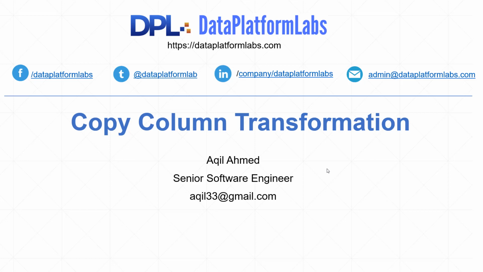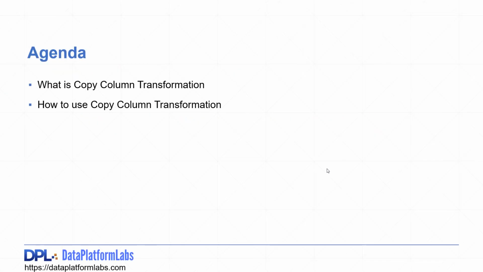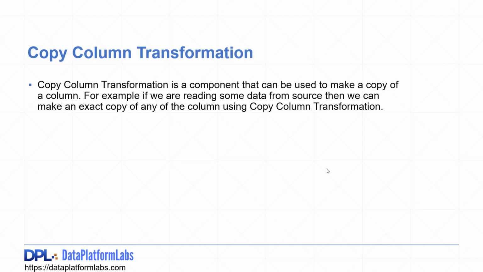In this particular video tutorial, copy column transformation, we will see how to use the copy column transformation in SSIS. The agenda of today's video tutorial will be what is the copy column transformation and how to use the copy column transformation in SSIS. Copy column transformation basically is a component that can be used to make a copy of a column. For example, if you are reading data from source, then we can make an exact copy of any of the columns using the copy column transformation.